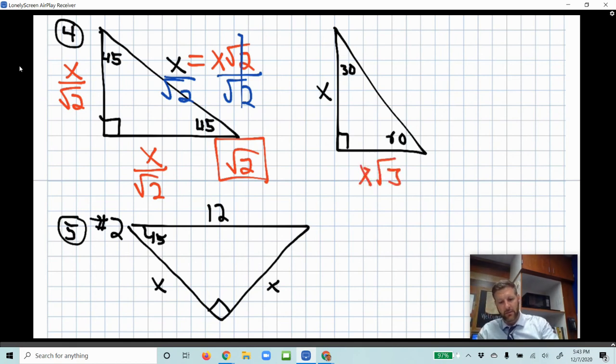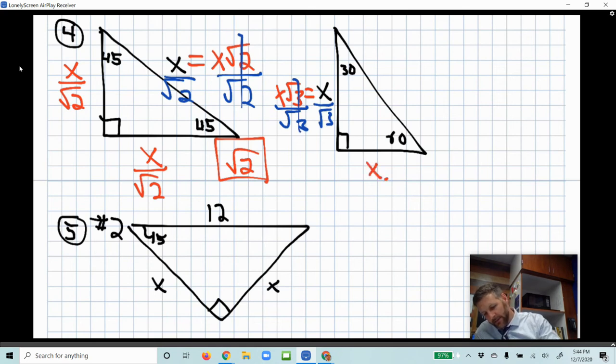That's the wrong order, but same idea. I would normally multiply by the square root of 3, but I already know the long leg. I know that this is equal to x square root of 3. So I would solve for that by dividing by the square root of 3. My short leg would be x divided by the square root of 3.